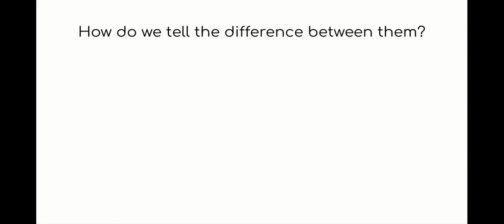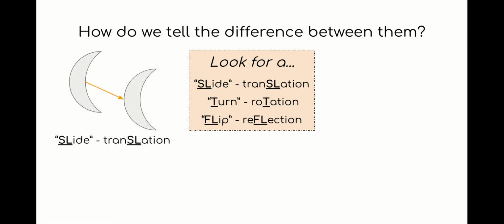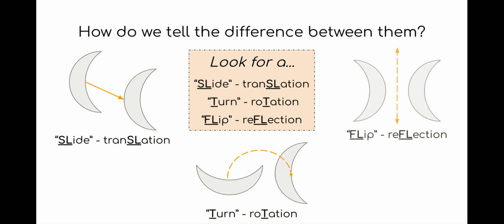Now, how do we tell the difference between them, right? We probably understand them pretty well if we look at them separately. But when we're trying to compare them or figure out which transformation we're talking about, I have a couple of tips for you. Look for a slide, turn, or flip. Slide means a translation. So you'll see there's a slide, that's a translation. A turn means a rotation. So we're rotating it, it's a turn. And a reflection means to flip. All right, so we're flipping across that line.